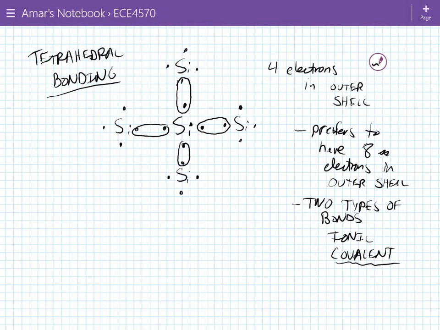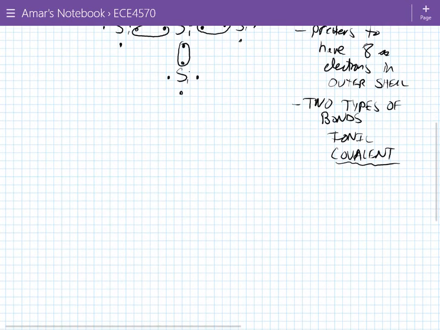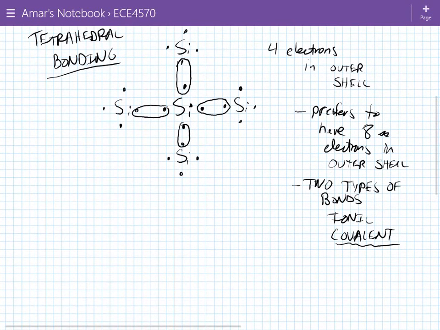So now, if we remember the physical aspects of the tetrahedral bond, if we draw the same bond structure in 3D, it'll look something like this. You have a silicon atom here.